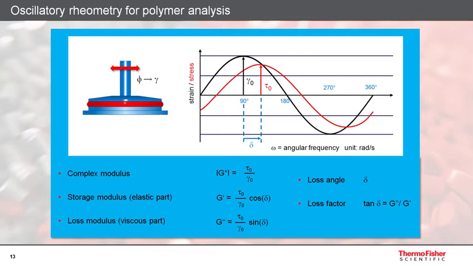For viscoelastic materials, the excitation and the response signal show a phase shift between 0 and 90 degrees. The maximum amplitudes of both sine waves and the phase shift are used to calculate G' and G''. G' is a measure for the elasticity of a sample, and G'' a measure for its viscosity.